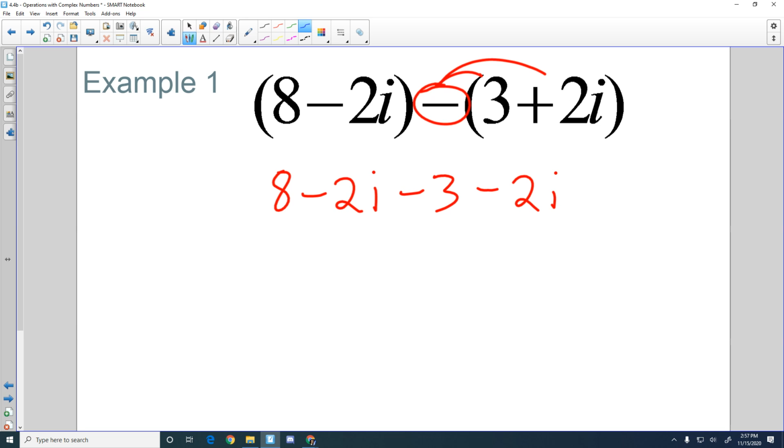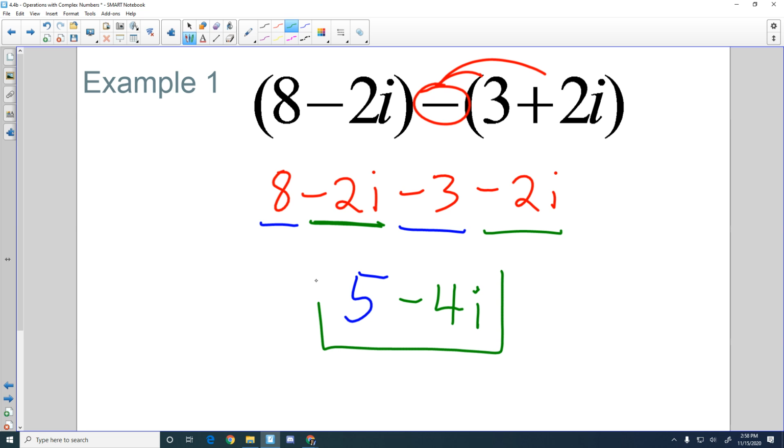Now that I've distributed that, I'm just going to go ahead and combine like terms. So I've got 8 minus 3. Those are both my real parts because they don't have an i next to them. And 8 minus 3, that's just 5. Now we've got our imaginary parts, a negative 2i and another negative 2i. Well, if I have negative 2 and I subtract another 2, we get a total of negative 4i.